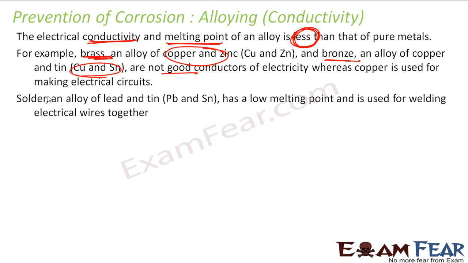Also we talk about the melting points. Solder is an alloy of lead and tin. It has a very low melting point, and that's why you use it for soldering, right? It melts easily. It has a very low melting point as compared to lead and tin. So that's why alloys generally have low melting points and low conductivity as compared to the pure metals.